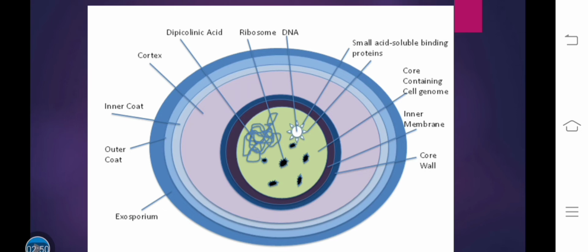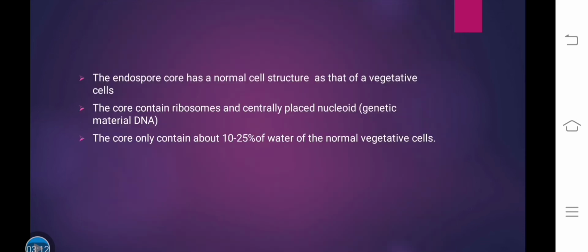Here we can see the parts of this endospore. Outer layer exosporium, outer coat, inner coat, cortex, dipicolinic acid, ribosomes, DNA, small acid soluble binding protein, core containing cell genome, inner membrane and core wall.